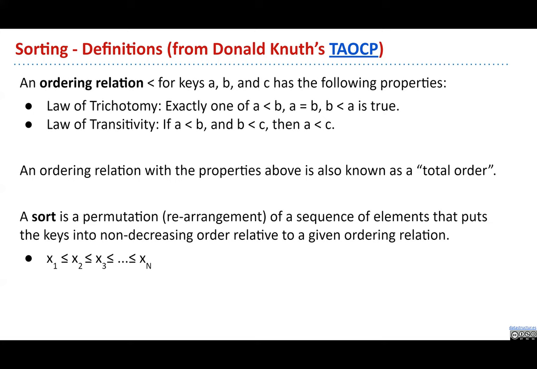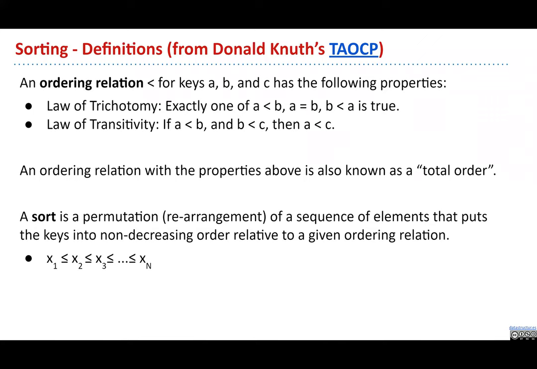And this definition is that when we're sorting, we define an ordering relation where if we have 3 different keys, A, B, and C, so that could be like the number 5, the number 10, and the number 12, then the ordering relation less than has the following properties. The first one is what he calls the law of trichotomy, which is that it is exactly the case that A is less than B, A is equal to B, or B is less than A. And then he also has the transitivity law, which is obvious. I won't say it out loud. An ordering relation that has those properties is known as a total order.